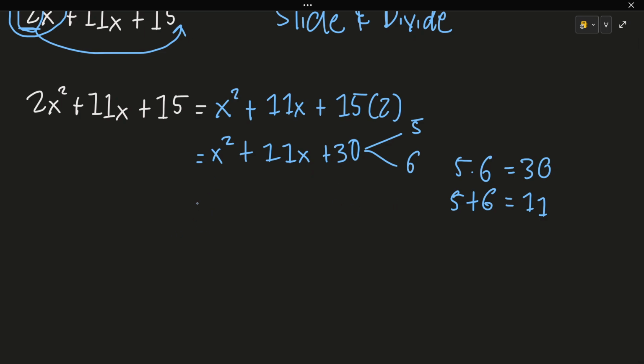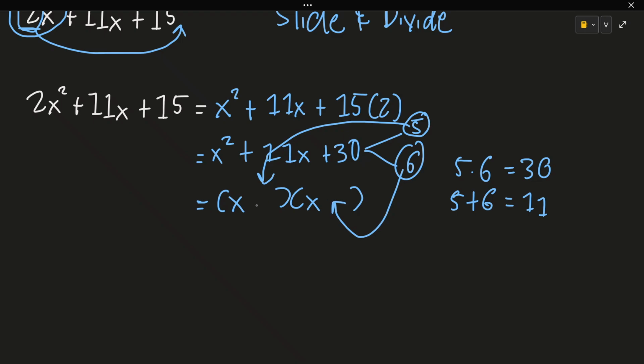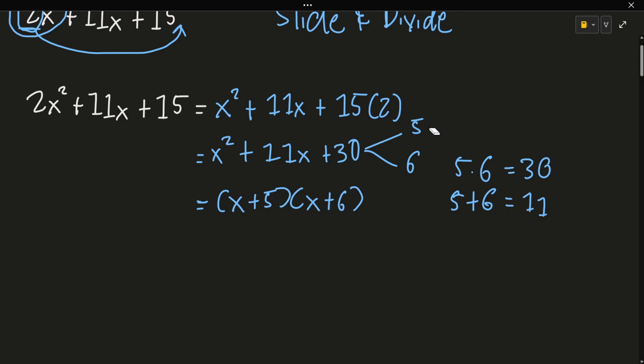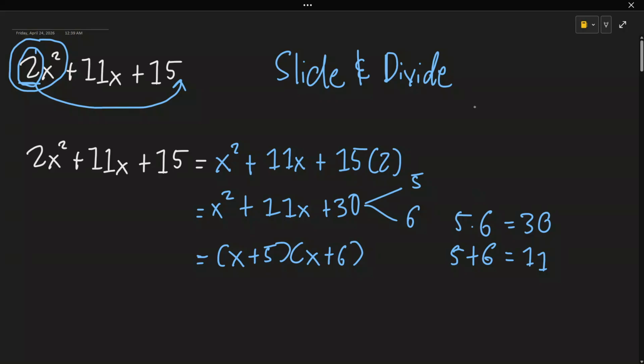So the fact that we found the two numbers, what are we going to do next? If you remember, make two groups of parentheses and put x on the left side of the parentheses. Then, these numbers, we're going to put them in their own parentheses. So we will have x plus 5 and x plus 6. Now, are we done? Nope, not yet. Why? Because what we did earlier is that we slid, right? We slid and then we factored. Now, the last step is we're going to divide. Divide by what?